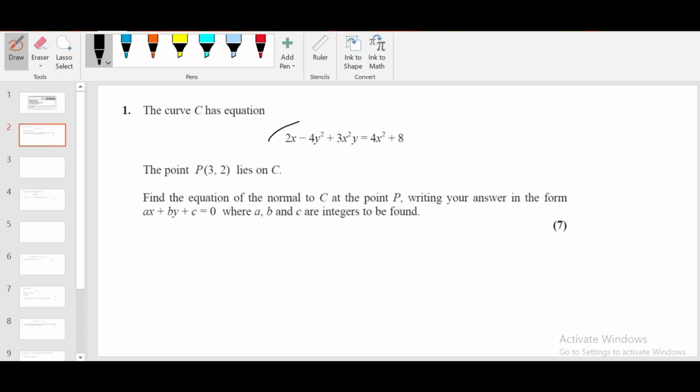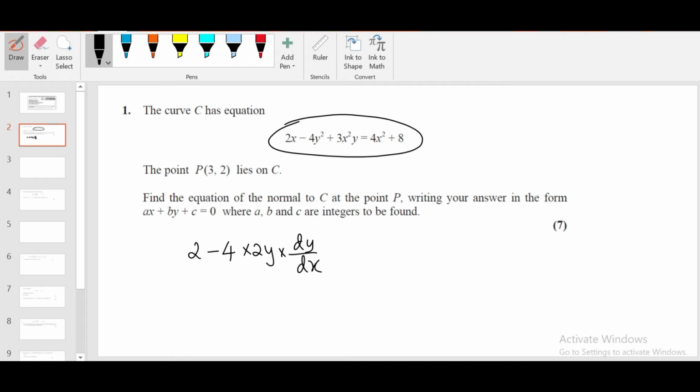So first thing, we need to differentiate this. When you differentiate it, the derivative of 2x is 2. The derivative of minus 4y square: differentiate y square, it becomes 2y, but you need to put dy by dx with it whenever you differentiate y. That's how implicit differentiation works.